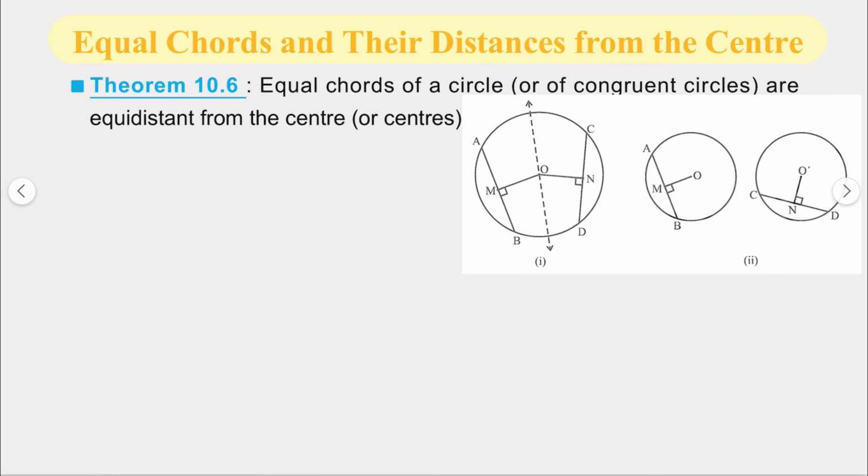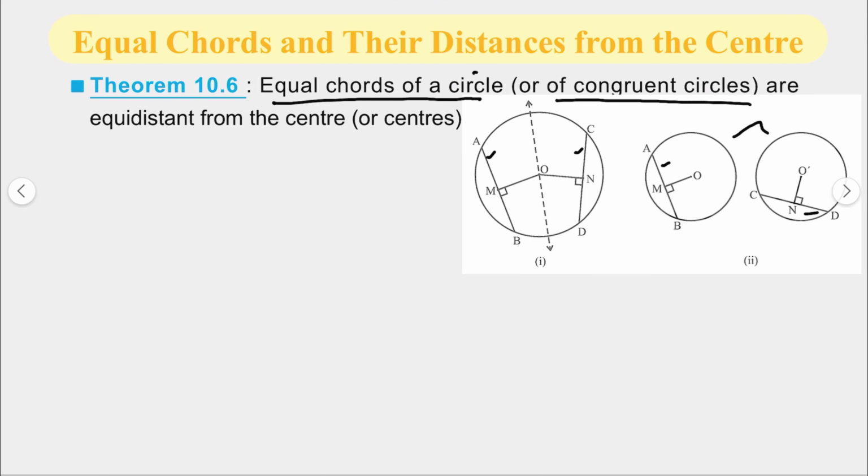In this we first have the theorem, which is theorem 10.6 of the NCERT textbook. The statement of the theorem is: equal chords of a circle or of congruent circles. By this we mean if we have equal chords, like AB and BC here, in the same circle, or we can have two equal chords, AB and CD, in two congruent circles. That means the radius of these two circles is equal. Congruent circles means circles having equal radius.